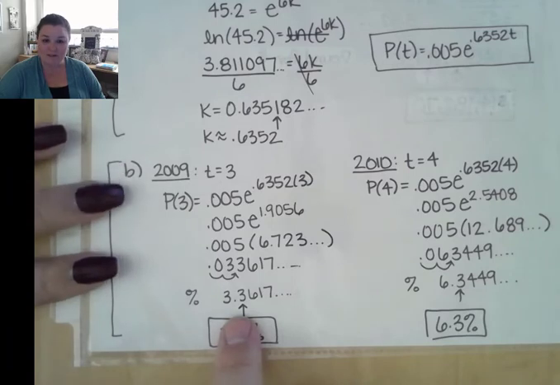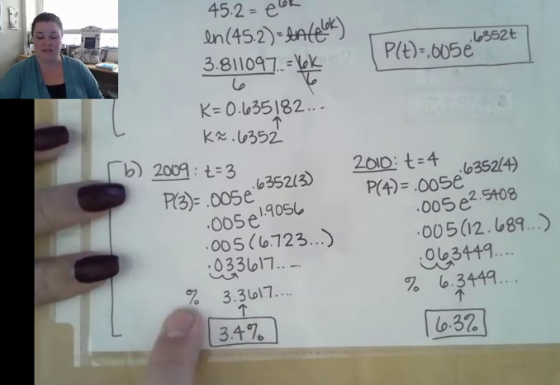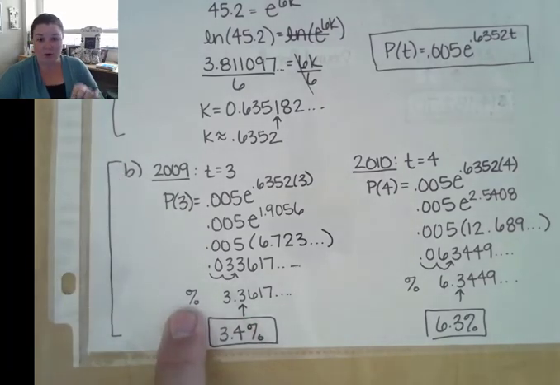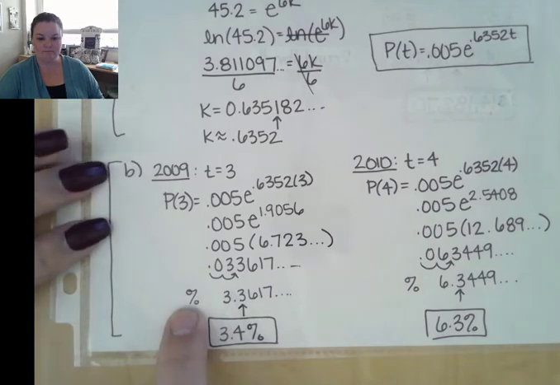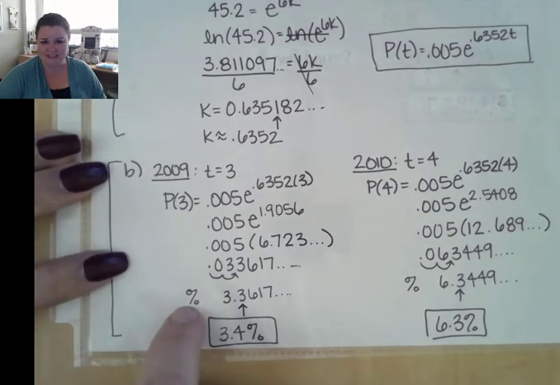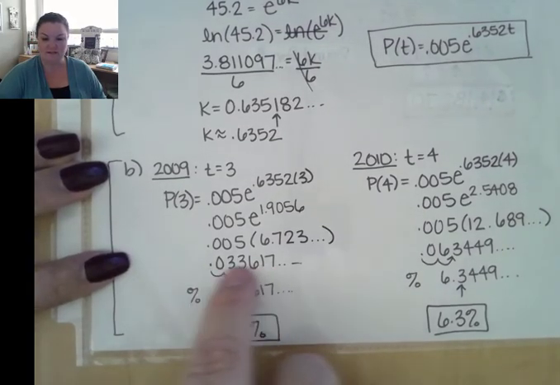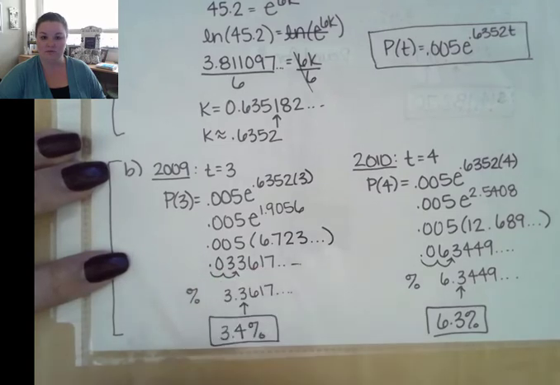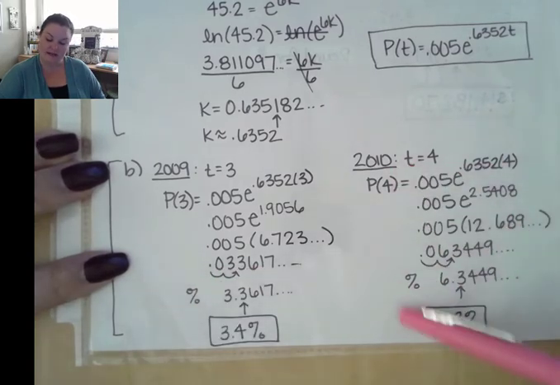Notice I'm not rounding until after I've changed it back to a percentage, because this specific problem is talking about the percentage of sales in the US, okay? If it wasn't talking about a percentage, then I would have just left it as this original decimal, okay? And then we do the same thing for 2010.